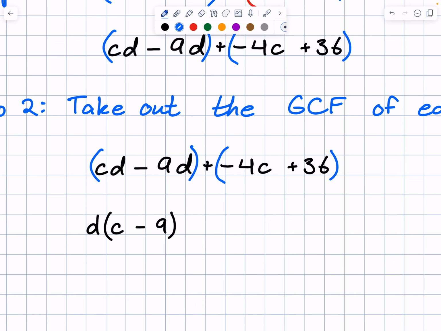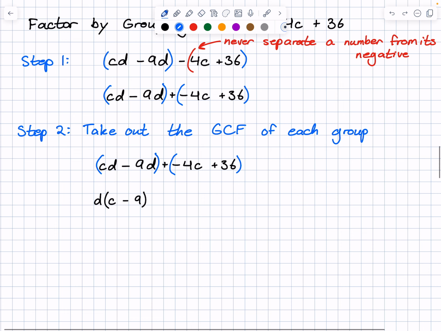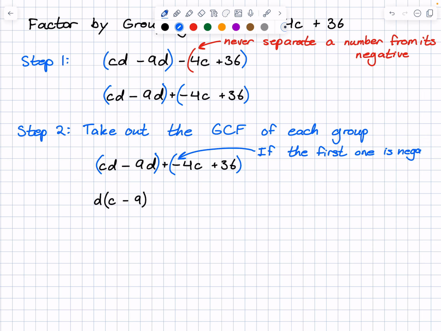I'm going to do the same exact thing over here. I'm going to take out what they have in common. Well, here's the one thing you should be aware of though. Sometimes we take out a negative, sometimes we don't. Here's how you know, and I'm going to write it. If the first one is negative, take out a negative. If the first one is negative, take out the negative.